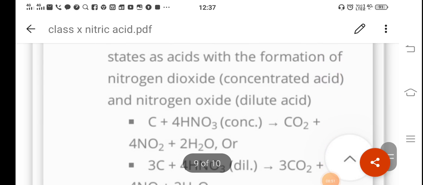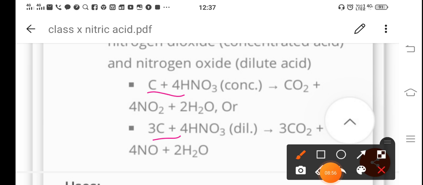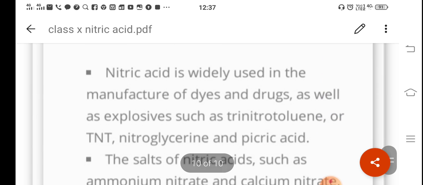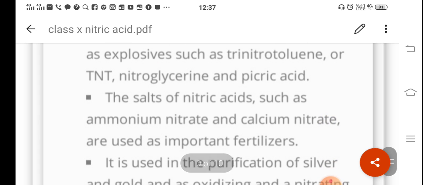It also reacts with non-metals because of its oxidizing property. It oxidizes non-metals into their oxides and itself gets reduced to NO2 and NO. Uses: nitric acid has wide use in the drugs and dyes industry. It is also used in the explosives trinitrotoluene and nitroglycerine, as well as picric acid.